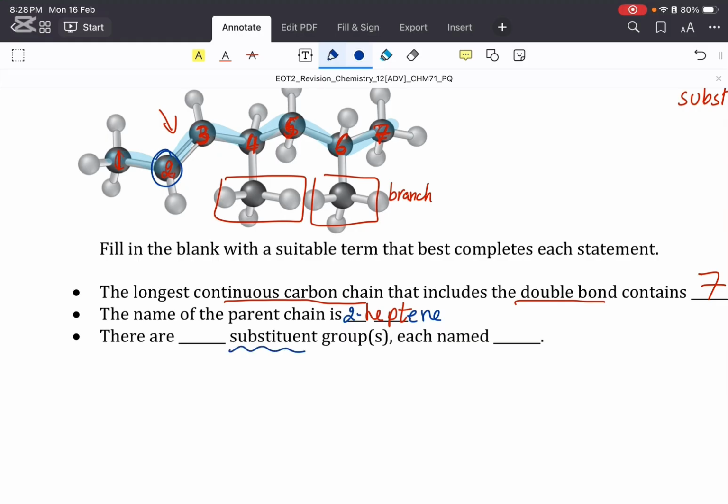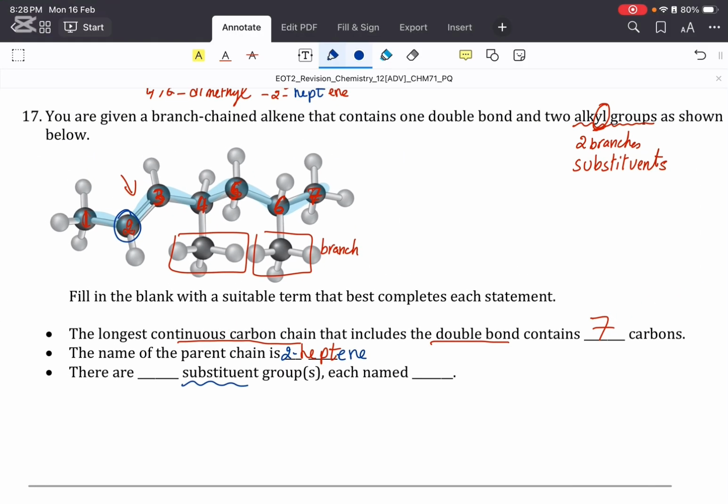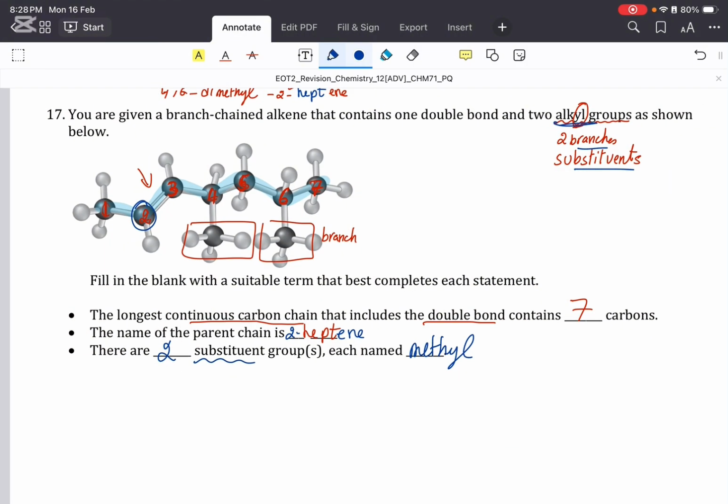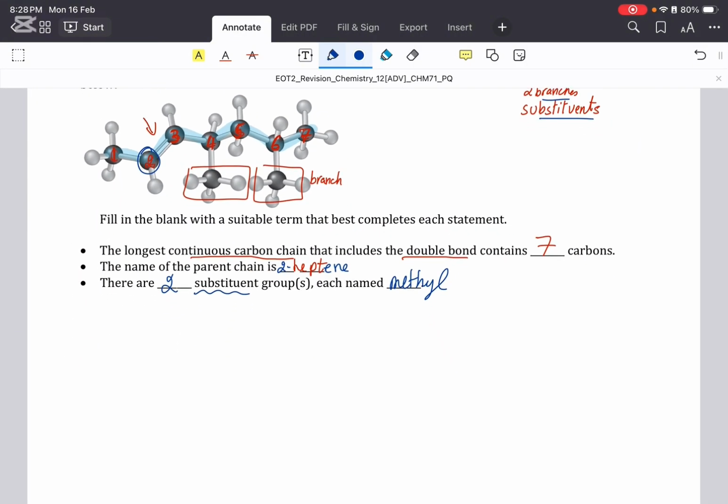Now, how many substituents? Remember, it's called branches, it's called substituents, it's called alkyl, meaning carbons. So I have 2 branches, each one is called methyl. Now, the final name, if I want to put the pieces together, this is going to be 4 and 6 dimethyl and 2 heptene.